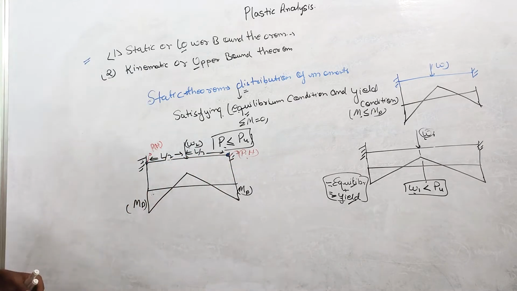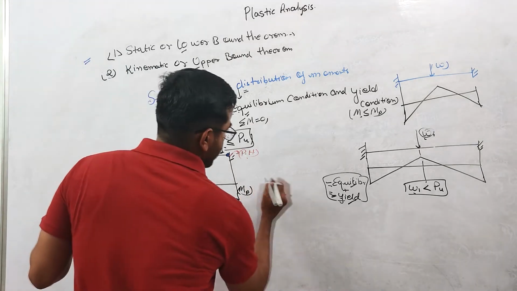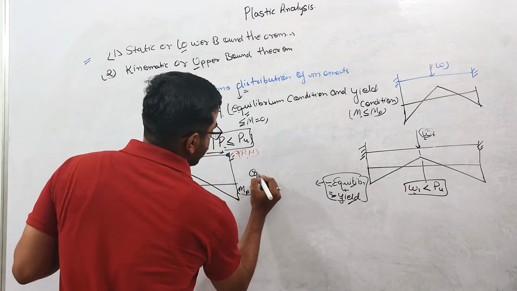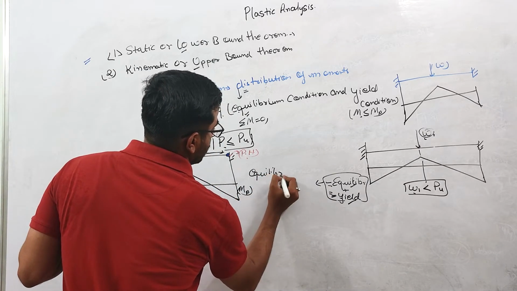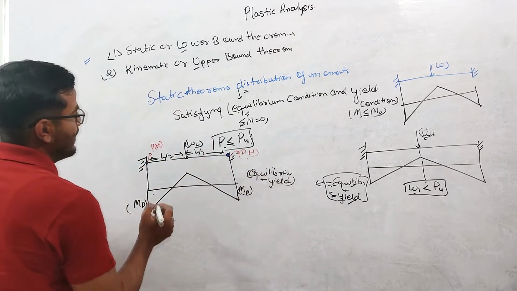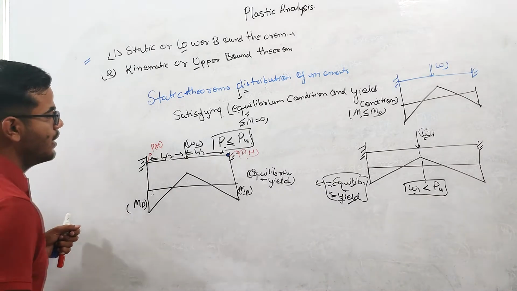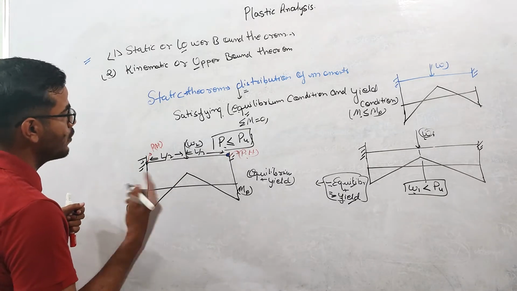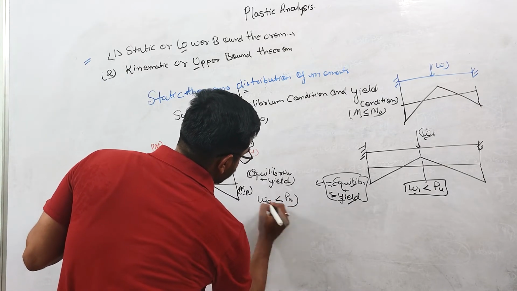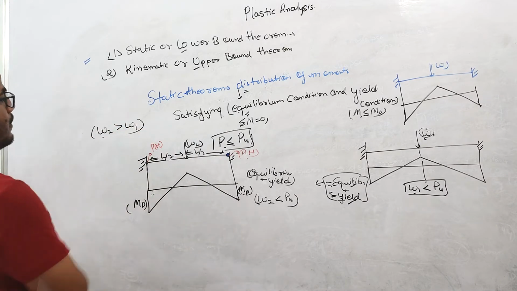Okay, so you can see that again, only these two conditions will be there. They will satisfy this distribution of moment: one, that is equilibrium, plus yield. Okay, so again you can see that this W2 is not causing any collapse of this structure. Due to this W2, this structure is not getting collapsed. So this W2 will always be less than PU. But this W2 is greater than W1, right?